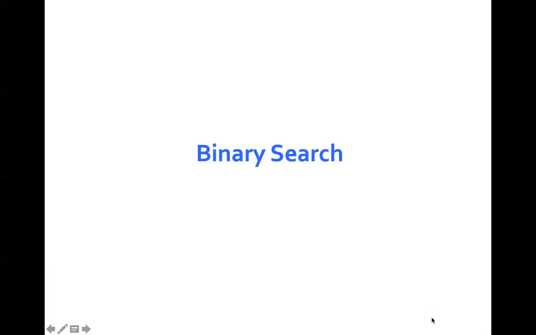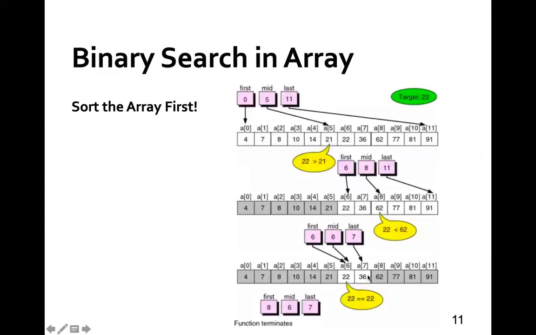And now, after linear search, we talk about binary search, right? So why do we talk about binary search? Because it's faster, it's way faster, right? So here is an example, right? Now you can see that our array is really sorted, okay?